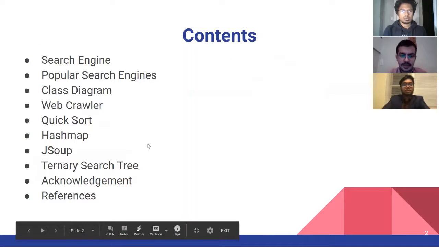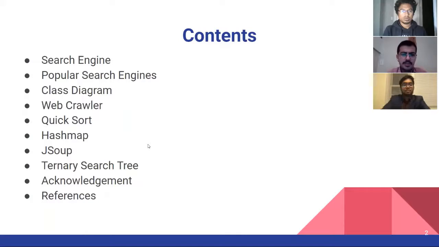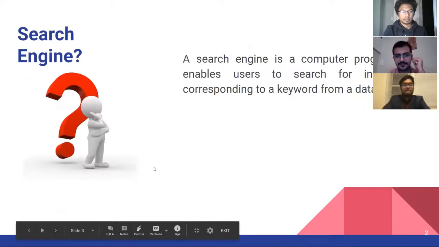Such as the web crawler. Briefly, it is used to create a copy of all the visited pages for later processing by a search engine that will index the downloaded pages to provide fast searches. And we also use quicksort, hashmap, JSON, and ternary search tree, which we all learned during this course in this semester. And at the end, we have the acknowledgement and references.